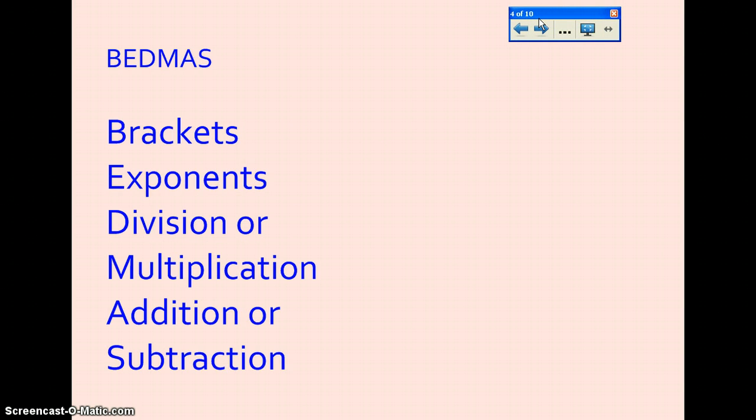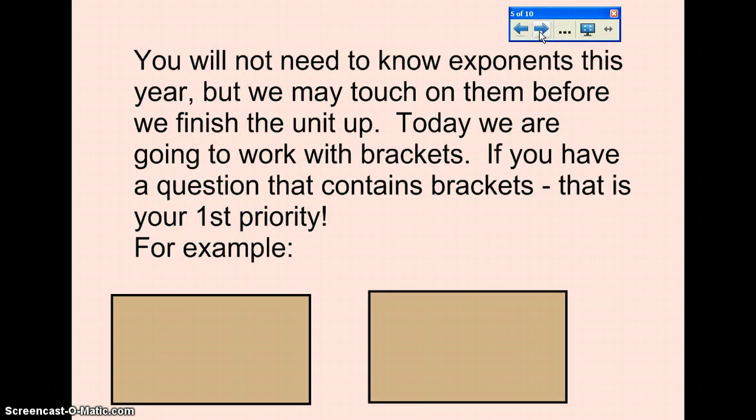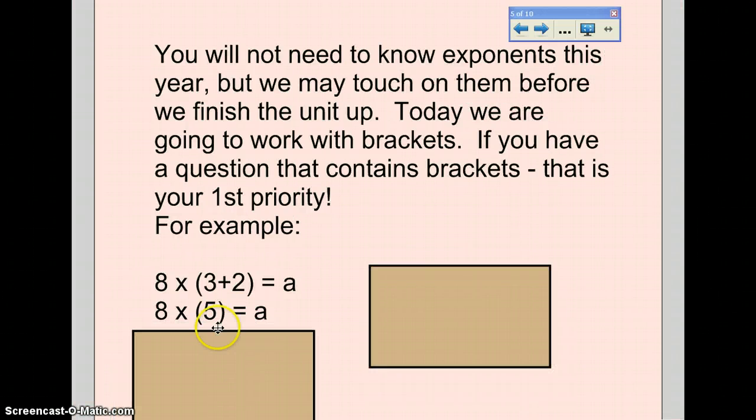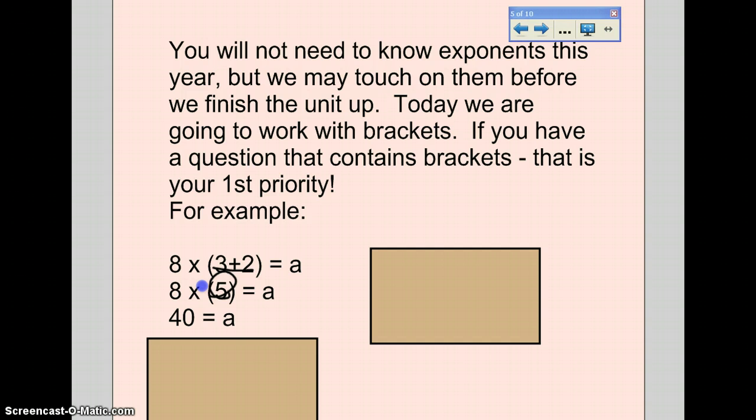Now we're going to talk BEDMAS, brackets, exponents, division or multiplication, addition or subtraction, one more time. Today we're going to talk not necessarily about exponents because you're not going to work on them this year, but we're going to talk about brackets. So let's take a look at our first question. 8 times (3 plus 2) equals a. In this situation, you add the number in the brackets first, the 3 plus 2, and you'll get a 5. The 5 then shows you the answer. 8 times 5 equals 40. Therefore, 40 equals a. Good.